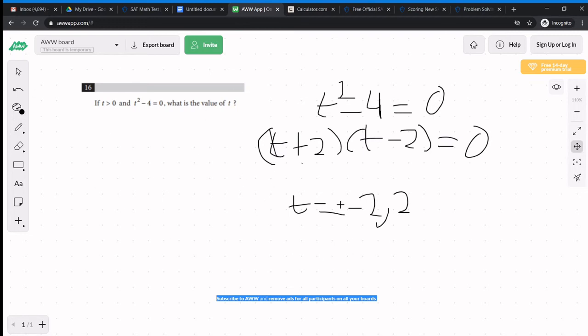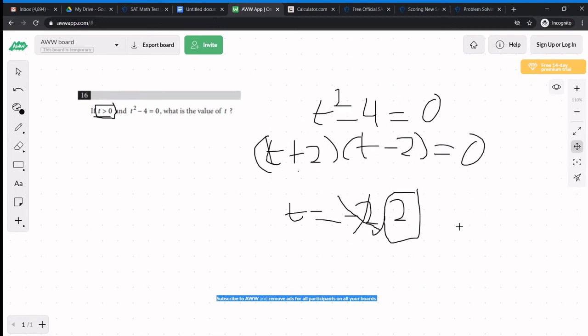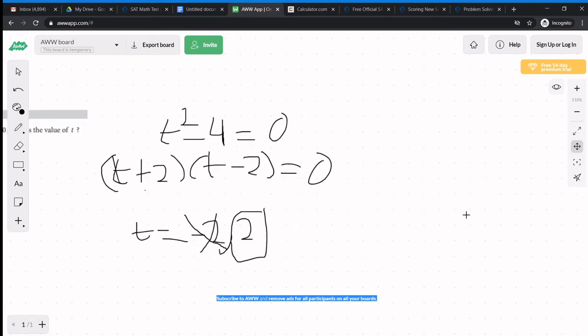Just an easy, simple quadratic, but of course, since it says t is greater than 0, we're going to have to count this out as extraneous, and it's just going to be positive 2. Make sure when you're solving quadratics that you see every inequality here, because they do this a lot, and if you're not careful about it, you're going to fall for it and choose a negative answer.